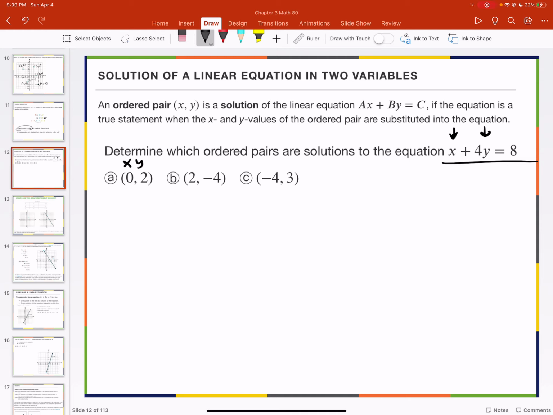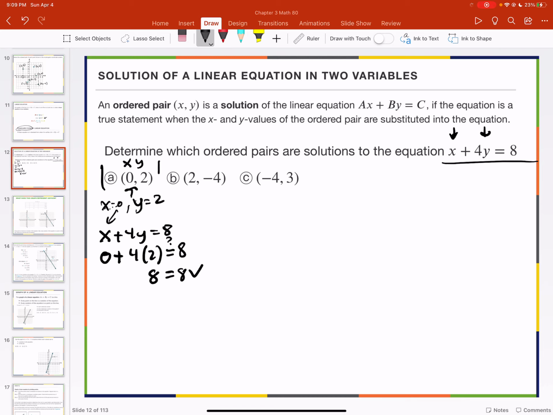Okay, so looking at this here, that tells me that the value of x is 0 and the value of y at this point is 2. So we take our equation, x plus 4y is equal to 8, and then we just substitute, right? Since x is 0, 0 plus 4 times 2 is equal to 8. Basically, we're asking, does 8 equal 8? Yes, it does. And this is a solution.